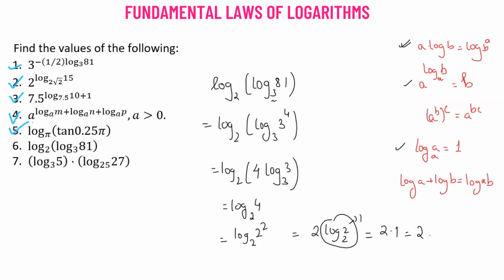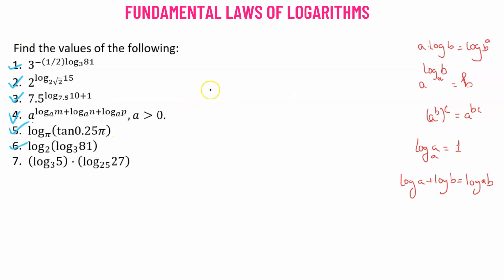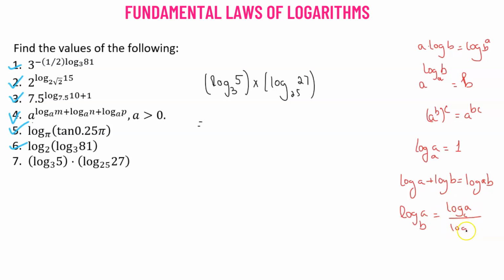Let's move on to the final problem, part 7. Problem number 7. So here we have log of 5 with a base 3, and it's multiplied by log of 27 with a base of 25. So here we're going to use a property of logarithm. Whenever we have log of a with a base of b, that's equal to log of a, let's say we take the base c, divided by log of b with a base of c.